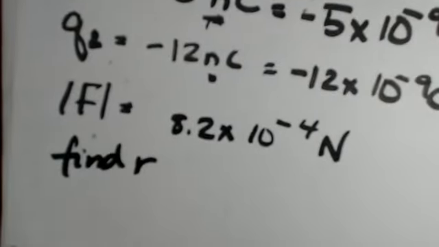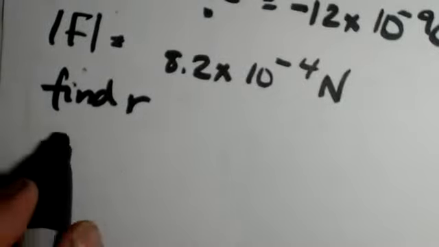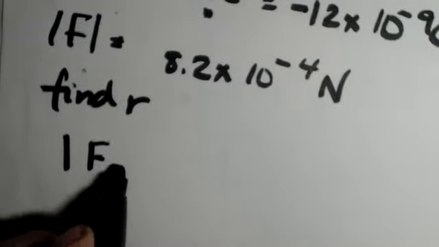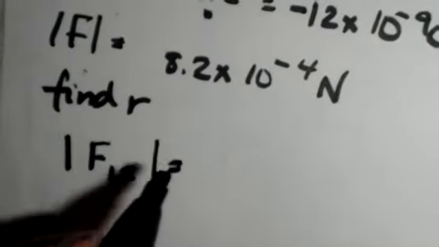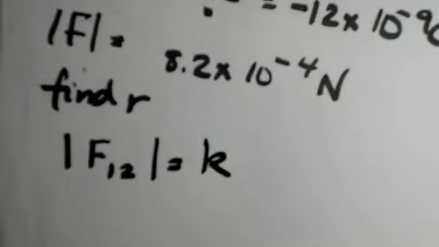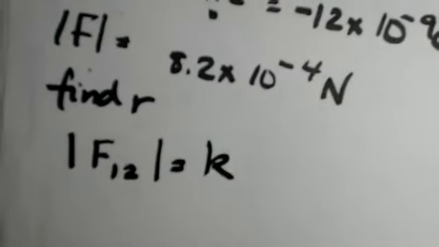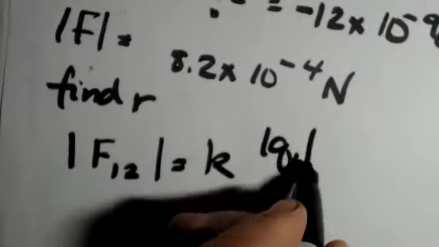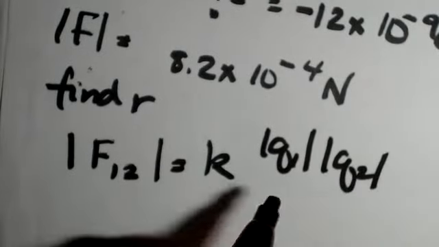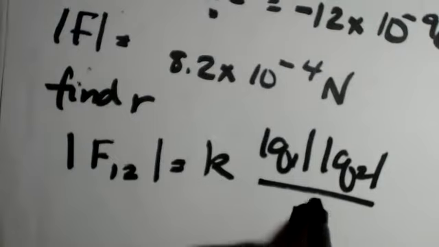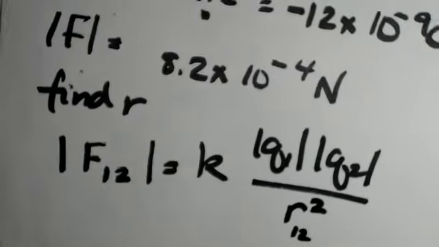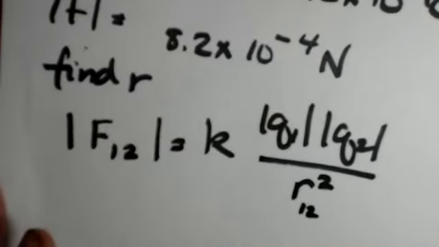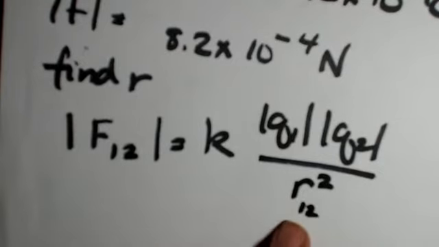Okay, so this is pretty straightforward. I've got the Coulomb's law of force equation in the notes, and it says the magnitude of the force between 1 and 2 is just K, that proportionality constant that I can look up, times the magnitude of Q1 times the magnitude of Q2 divided by the distance between them squared. That's it. This is what I'm looking for.